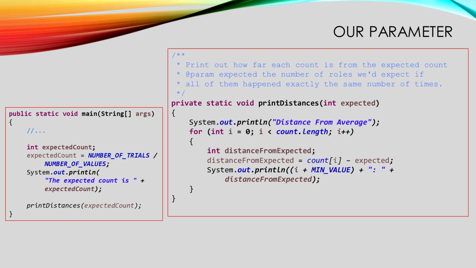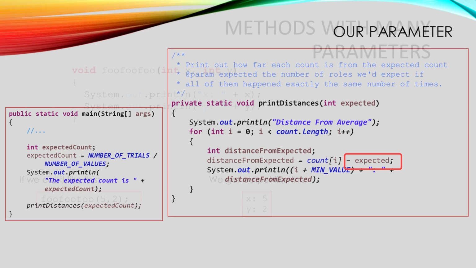In our earlier example, we did pass information into our method. The parameter is an integer that is the number of rolls we'd expect for each side of the dice if they each occurred the same number of times. The method uses that value to compute how far each value is from the expected value so it can print the results. So in the call, we can see that the argument is expected count, and it gets stored into the parameter named expected, and that value will be used in our calculation of distance.